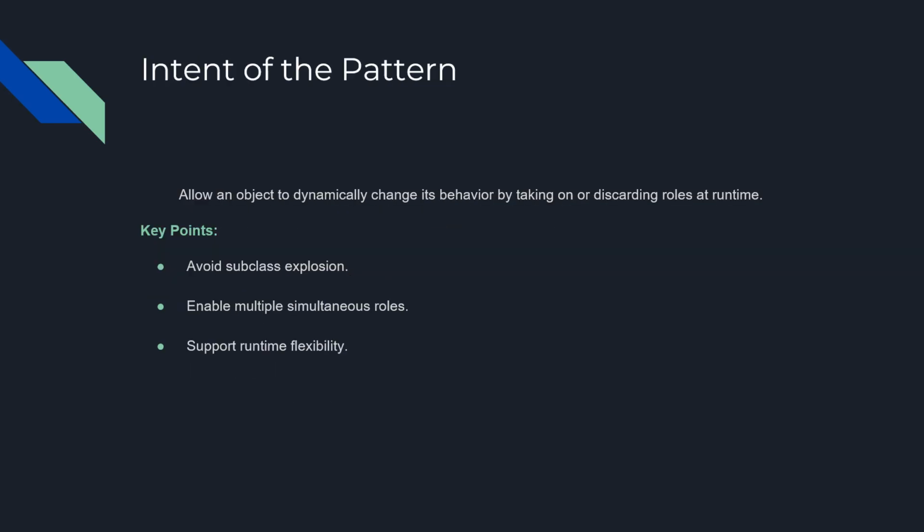The intent of the pattern. The main intent of this pattern is to let an object dynamically change its behavior by adding or removing roles. It helps us avoid subclass explosion, where you have dozens of variations of one class, and instead it lets us have a single object play multiple roles at once. So for example, one user could act as both a seller and a buyer in an e-commerce system.